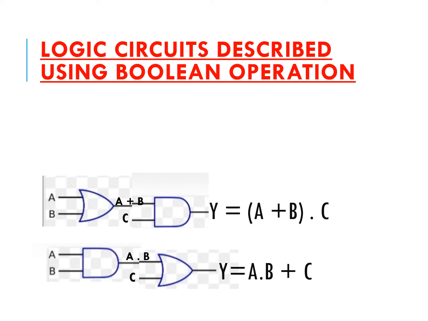Now here it is normal, you have been doing it, that A plus B I have put in a bracket. That means the bracket has higher priority as compared to the dot or multiplication operation. So A or B has to be evaluated first, and then their result is to be ANDed with C. But if the bracket was not there, then B dot C was to be evaluated first, and then the result was to be added with A.